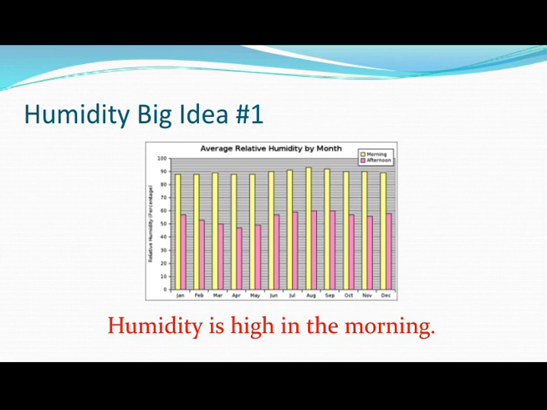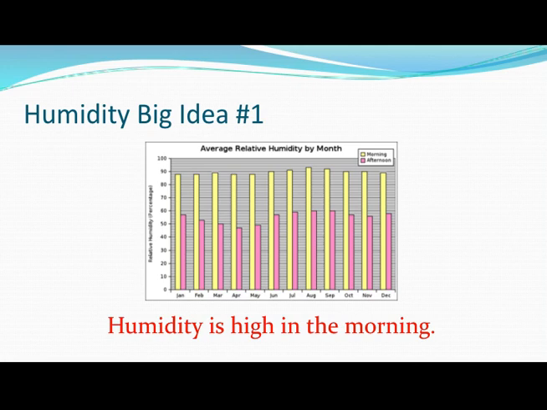This graph is trying to show you that big idea number 1 tells us that humidity is high in the morning. Humidity is usually highest in the morning and typically decreases throughout the day. Now I say typically because science always gives us these weird what-if situations. That's just how science is. But typically, on average, humidity is higher in the morning.